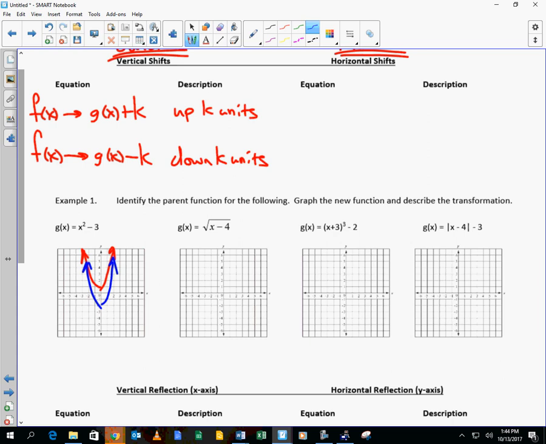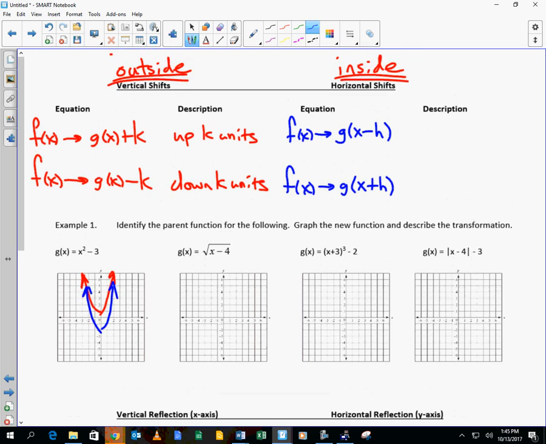So let's look at a horizontal shift. f(x) changes to f(x minus h), and f(x) moves to f(x plus h). So in this situation, the change happens on the inside of the function as opposed to the outside of the function. What is the minus h going to do? Which direction? Right or left?